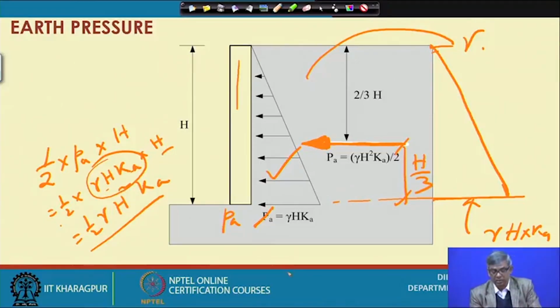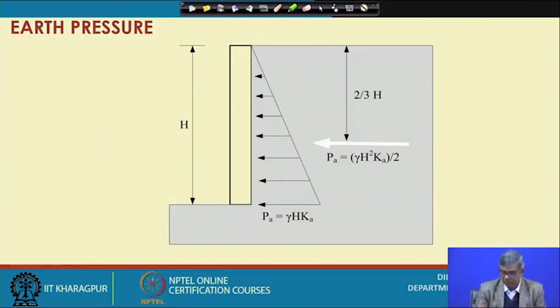So, these are the things we can remember: when there is a backfill, because of this backfill there will be a total thrust which is equal to the area of this triangle, and the point of application will be 1/3 of the height of the wall from the base, or if it is taken from the top, it will be 2/3 of the height of the wall from the top. So, this can be used for various calculations later on. These are certain things to keep in mind.